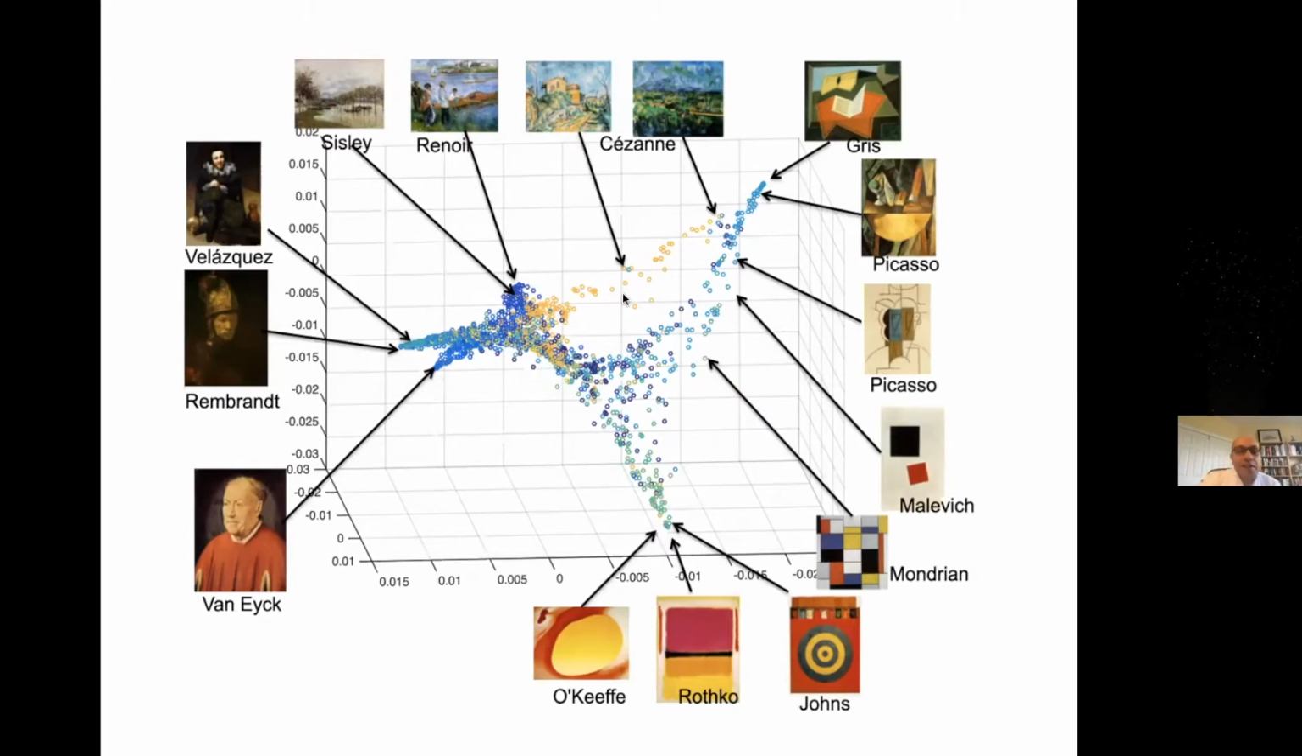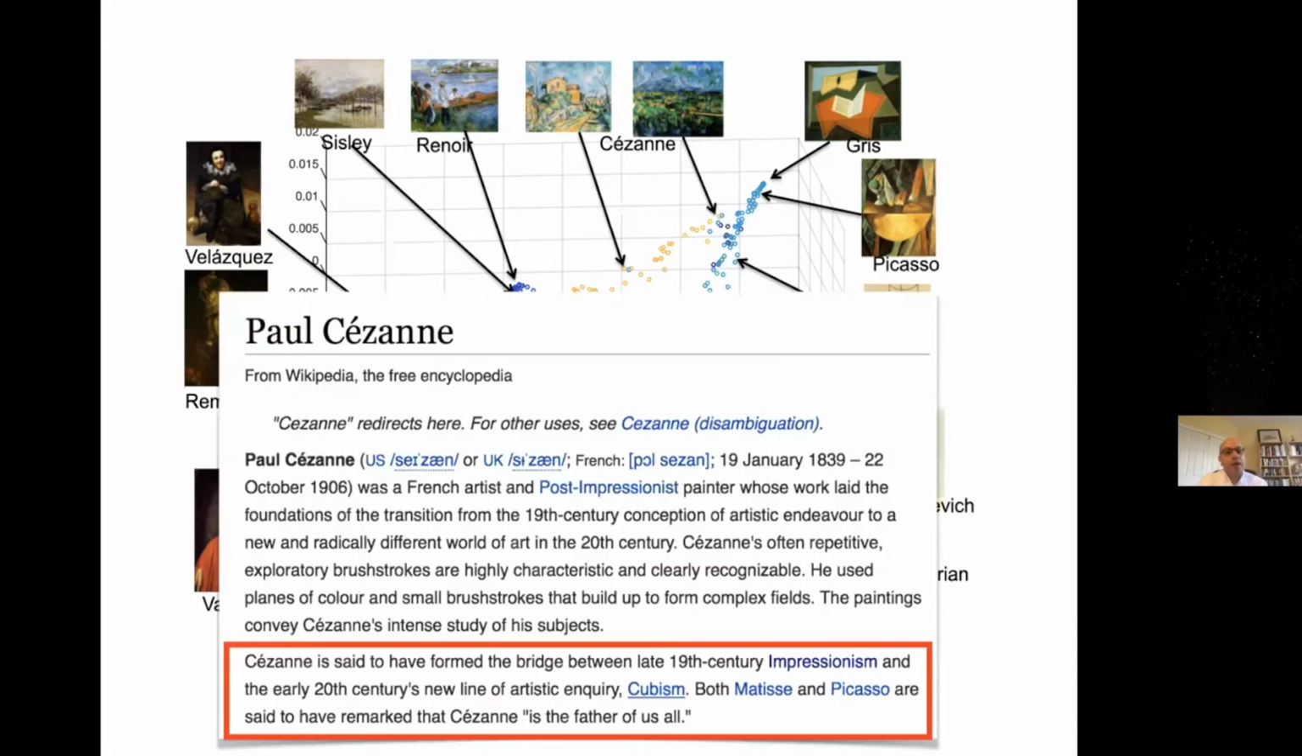And the interesting thing is that, obviously being a naive person when it comes to art history, I always go to Wikipedia when I learn about something. When I went to Wikipedia to learn more about Cézanne, I found this interesting quote: Cézanne is said to have formed the bridge between 19th century Impressionism and 20th century's artistic inquiries in Cubism, and both Matisse and Picasso are said to have remarked on Cézanne as their father, basically.